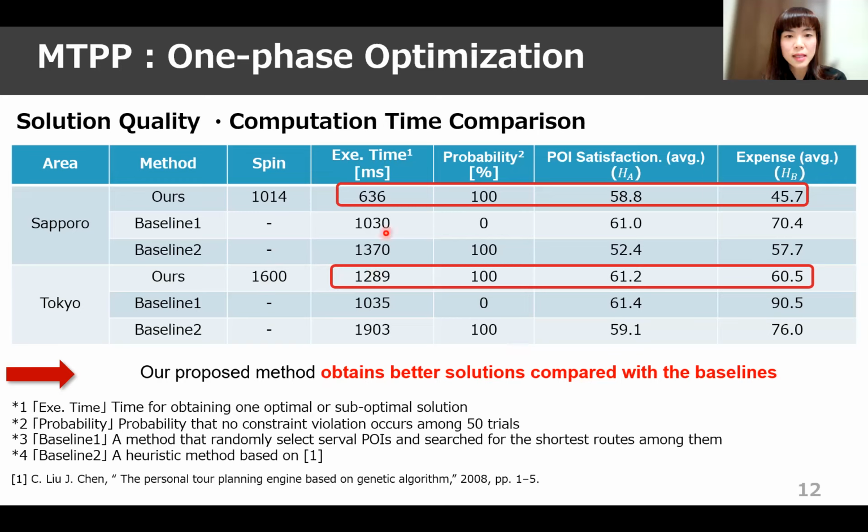Well, note the time here: as Tokyo has more POIs, it requires more spins. So it is obvious that this time cost should be a little bit longer than the time in Sapporo. It's around 2 times the difference between Tokyo and Sapporo.